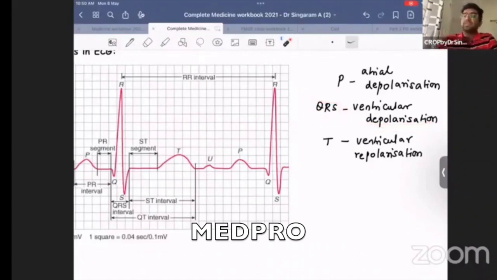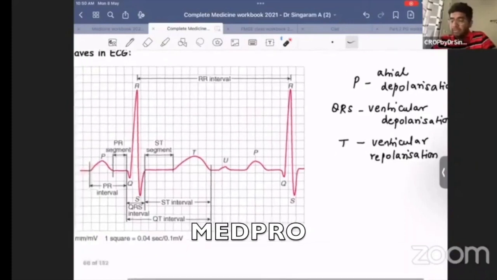So if somebody asks you the question, where is the time in the ECG where atrial repolarization is occurring, you will answer it is occurring at the time of ventricular depolarization and it is overshadowed by the QRS complex. That is why I am not able to see any separate wave for atrial repolarization. This should be kept in mind. Okay, fine. So these are the important waves which you should remember.